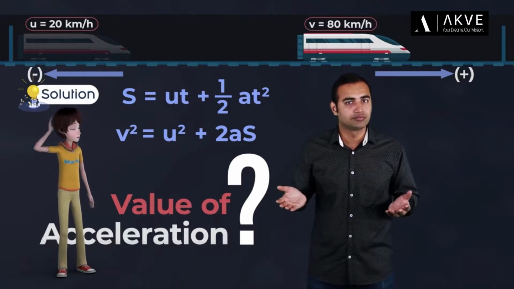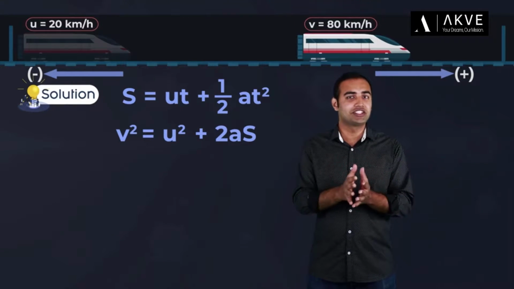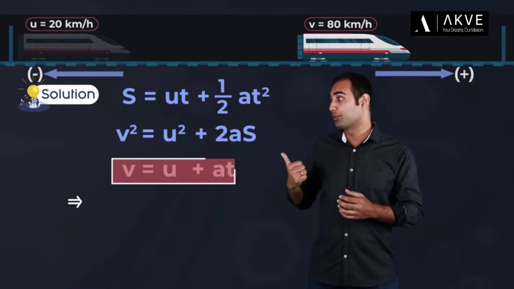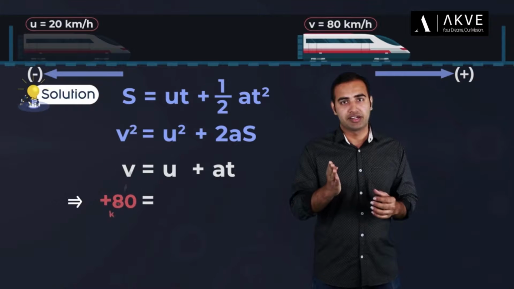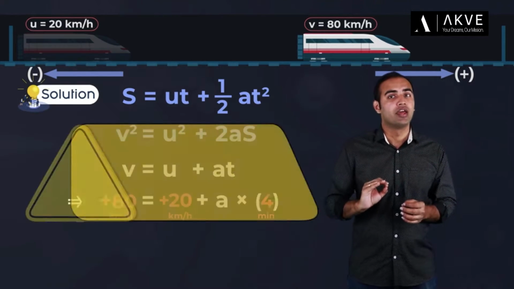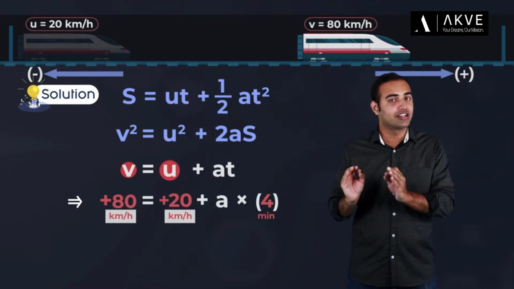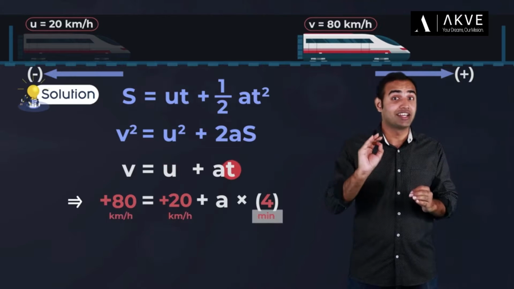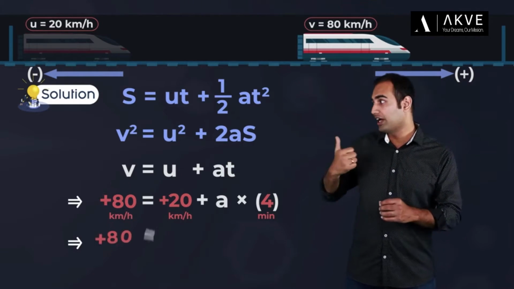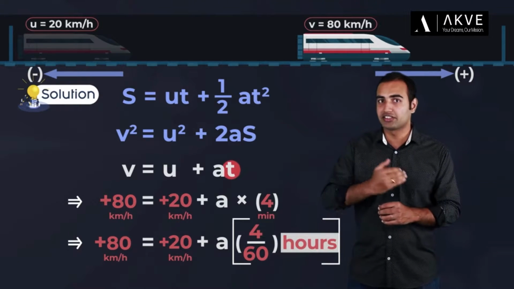And how do we do that? Well, for that, we can use the first equation of motion, which is v = u + at. After plugging in all the values that we know in this equation, we get +80 km per hour = +20 km per hour + a × 4 minutes. Now, you should be careful with the units here because velocities are given in kilometer per hour while time is given in minutes. So we need to convert minutes into hours. To do that, we divide 4 by 60 and we get 4/60 hours as time.